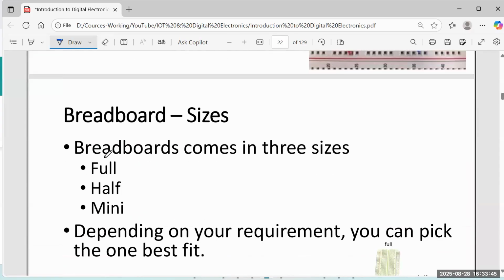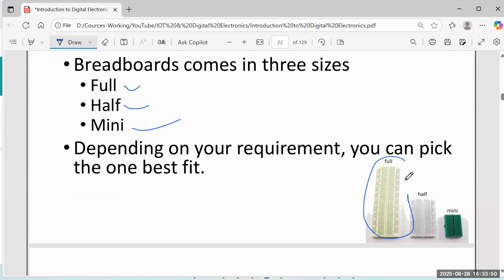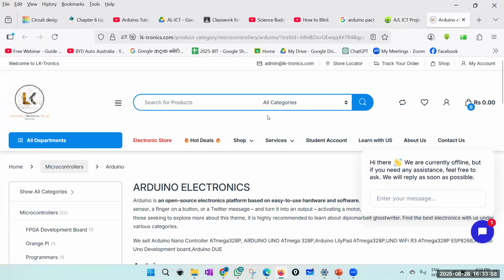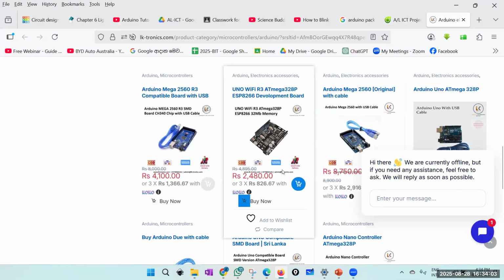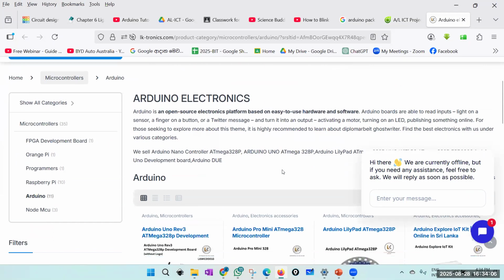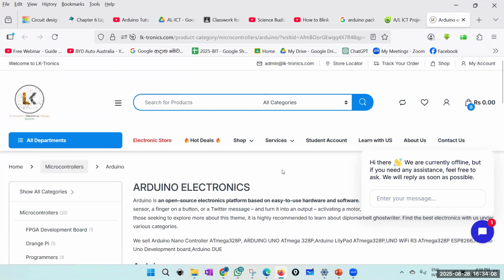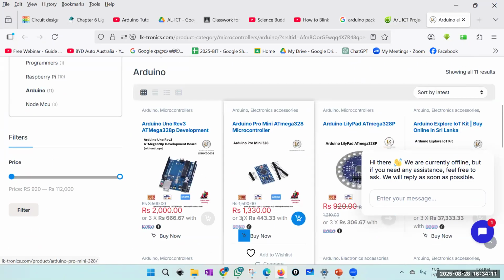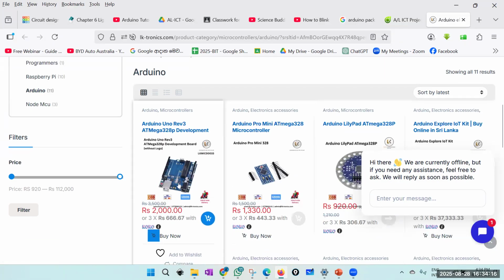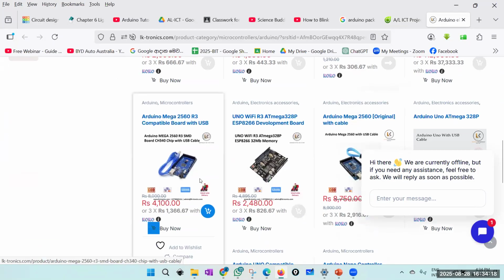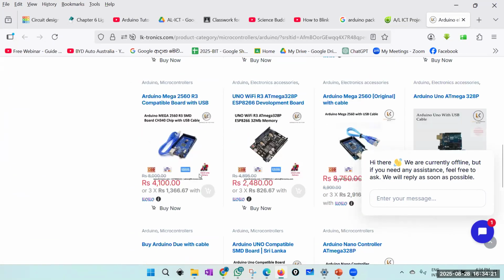These breadboards come in different sizes: full size, half size, mini size. Usually half size is enough for you guys. Let me see whether they have packages. This is another site. I don't promote any website, I just randomly search. So these are the individual things. This is an Uno board, but this is not a package. So you better go for a package.